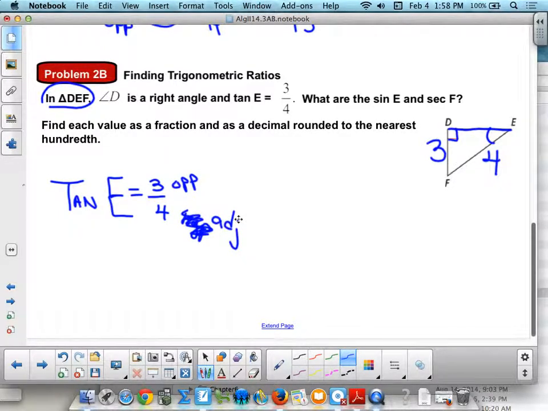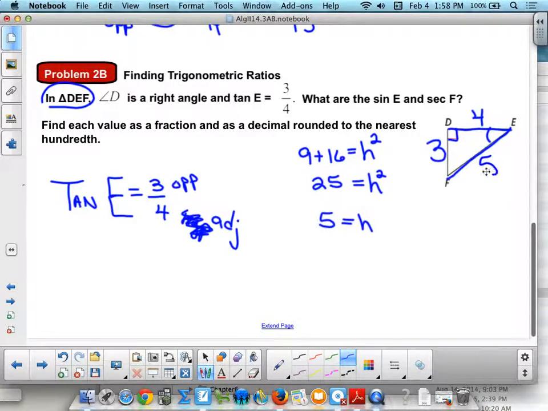So now the 4 goes where, guys? Where does 4 go? Between D and E. Okay, between D and E, it's here. Now you do the Pythagorean theorem, correct? You get 3 squared, 9, plus 4 squared, 16, equals hypotenuse squared, 25, so it's 5.